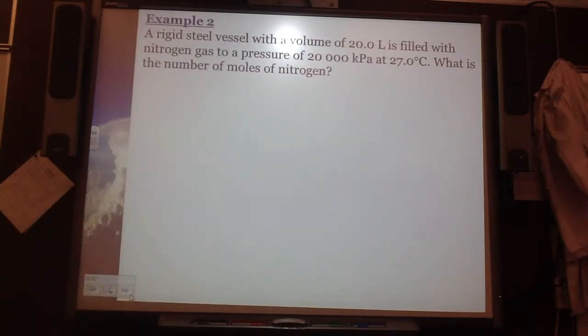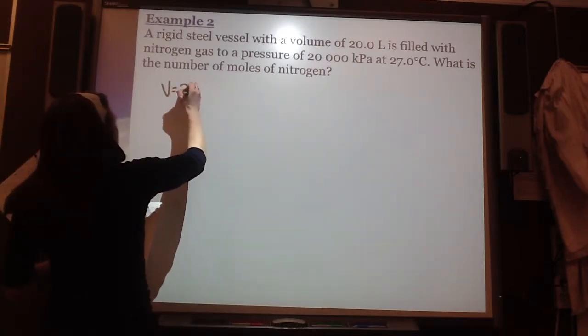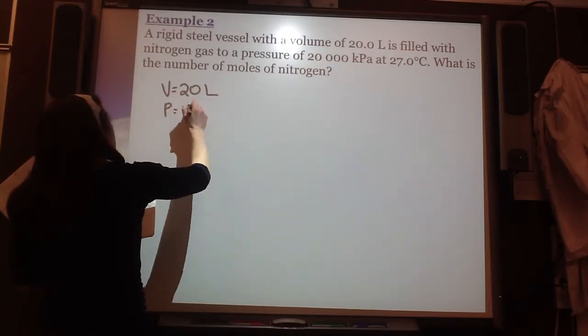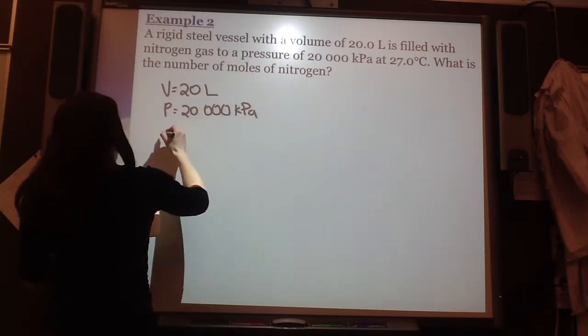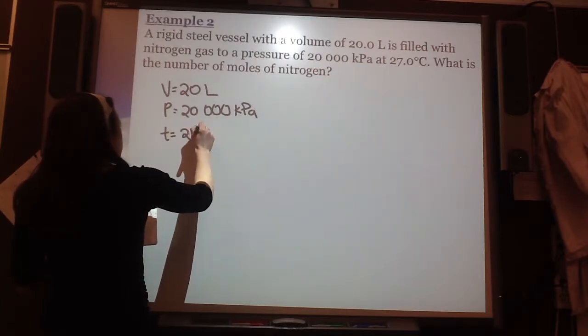Okay, example 2. A rigid steel vessel with a volume of 20 liters is filled with nitrogen gas to a pressure of 20,000 kPa at 27 degrees Celsius. What is the number of moles of nitrogen? So we are told our volume is 20 liters. Our pressure is 20,000 kPa. Our temperature in degrees Celsius is 27.